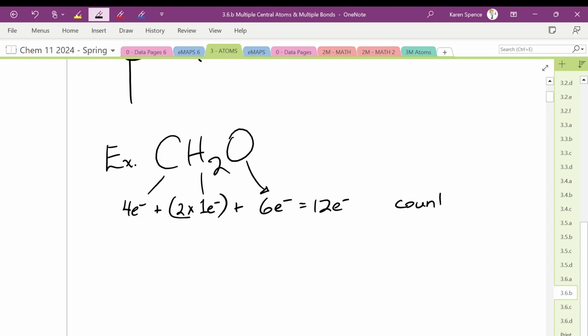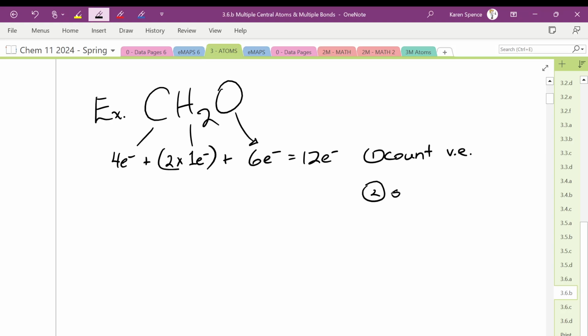So we counted our valence electrons. Step number 2, what do we do? Skeleton structure. Who's going to go in the middle? Carbon. And then you just put the other atoms around it on the outside. You just put them on various sides. So you say, I'm going to put a hydrogen over here, a hydrogen here, and an oxygen here. And I'm going to attach them each with one bond.